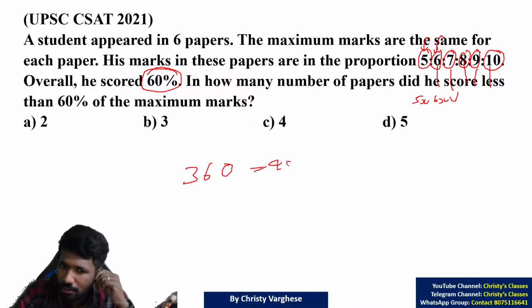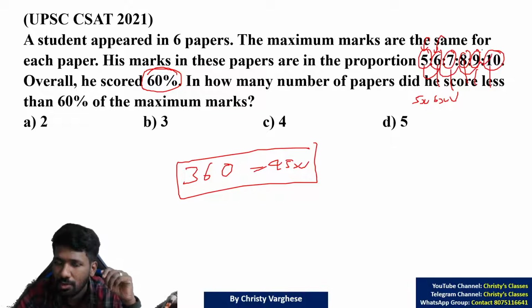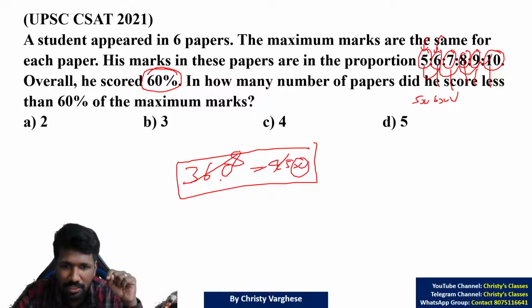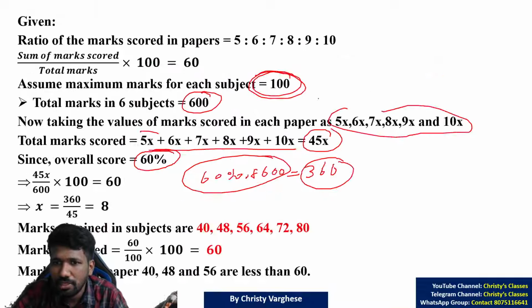And that is equal to 45x, we can say, because when you add up these marks, that is equal to 45x. From that you can find the value of x now. X is 8. That means you can individually find each of these marks: 5x, 6x, 7x, 8x, multiplying x, putting x equal to 8, you will get each of these marks.